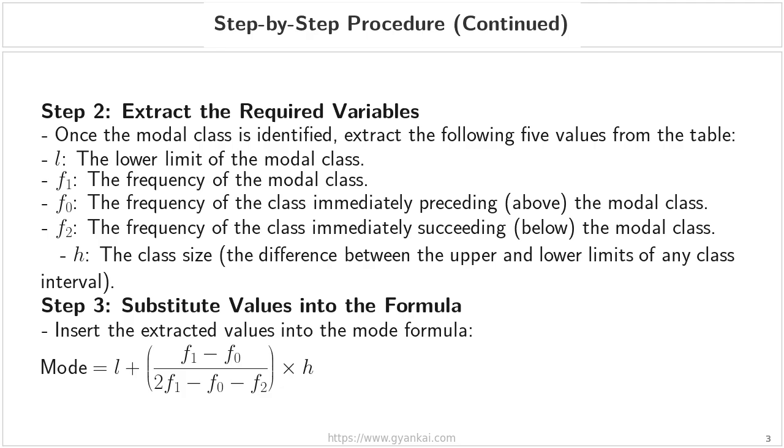This is where we perform the substitution. You will take those extracted values and insert them directly into our mode formula. The formula is written as mode equals L plus the fraction with numerator F sub 1 minus F sub 0, divided by the denominator 2 times F sub 1 minus F sub 0 minus F sub 2, and then the whole fraction is multiplied by H. It might look a bit intimidating at first, but as we will see in the next slide, it is just a matter of following the order of operations.